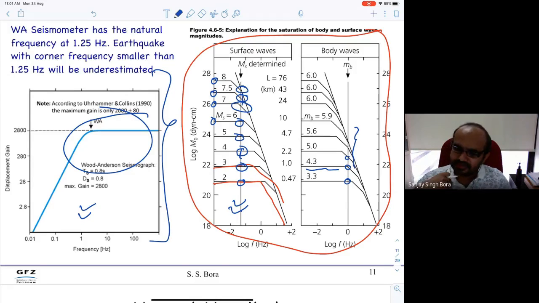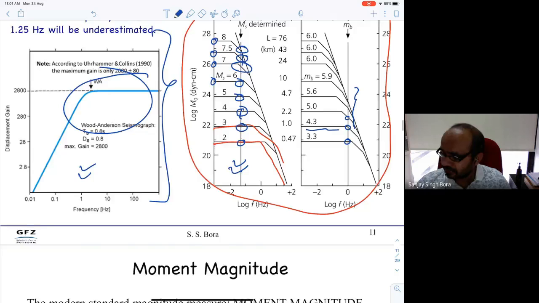So within this, I can give you 2 weeks. You have to give me the answer why ML is saturating. We have discussed MS and MB.